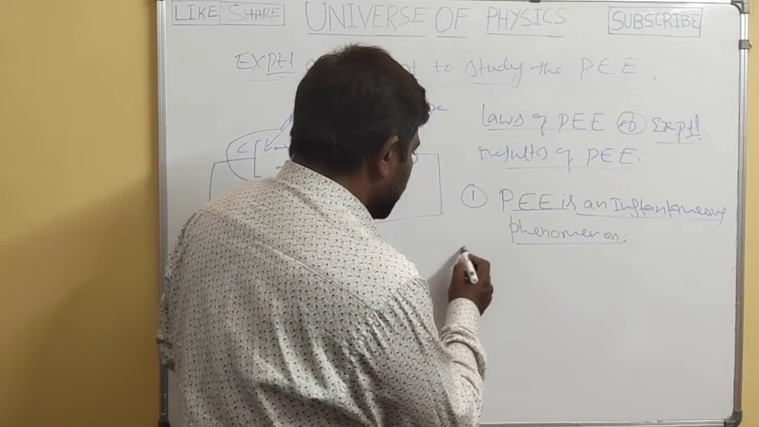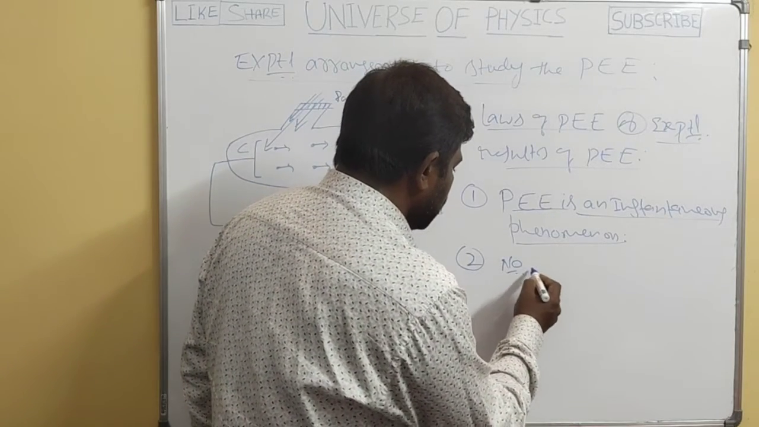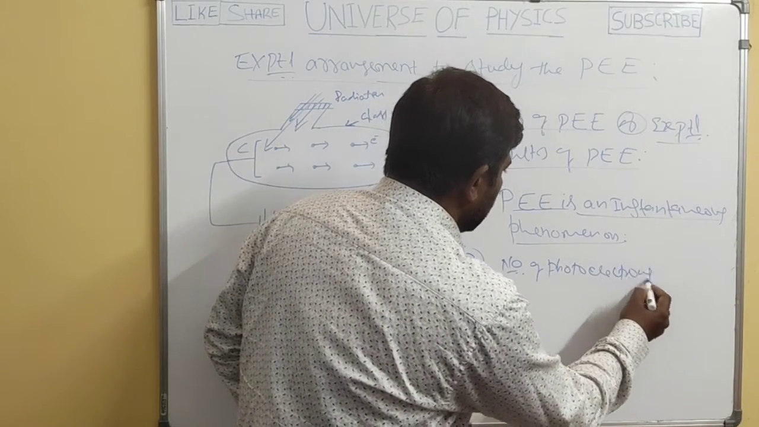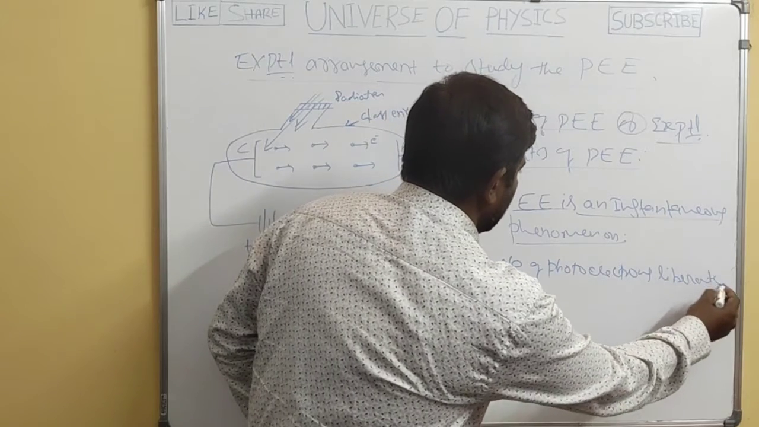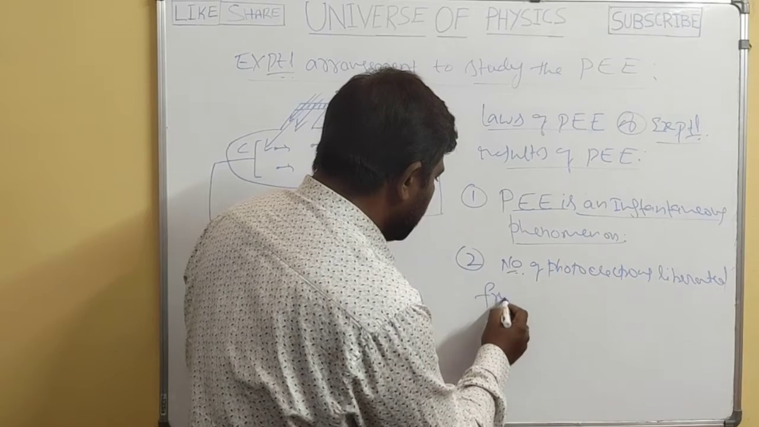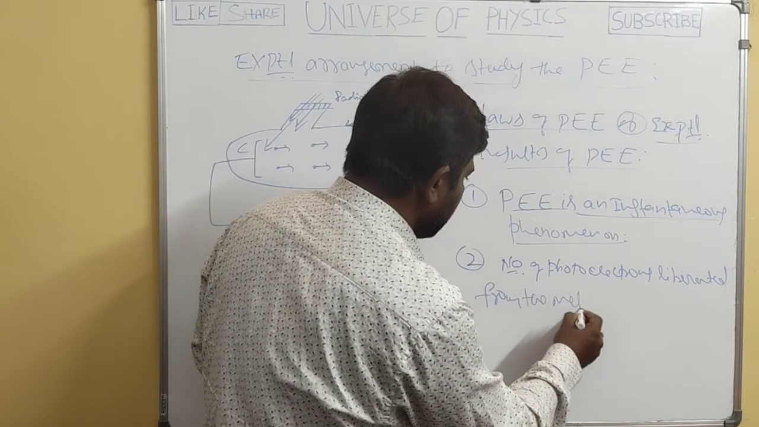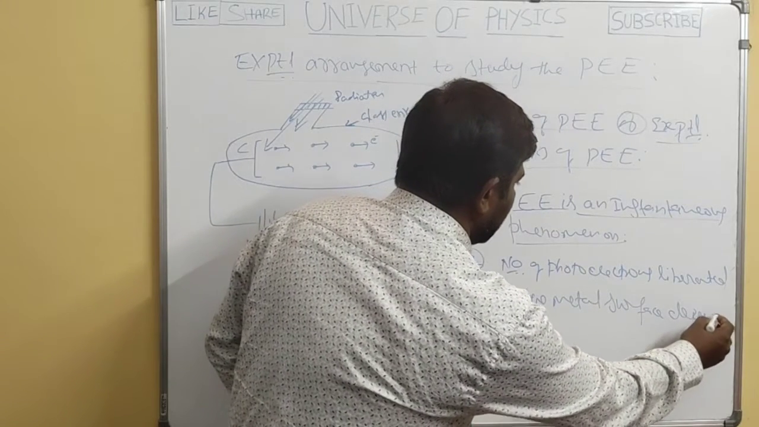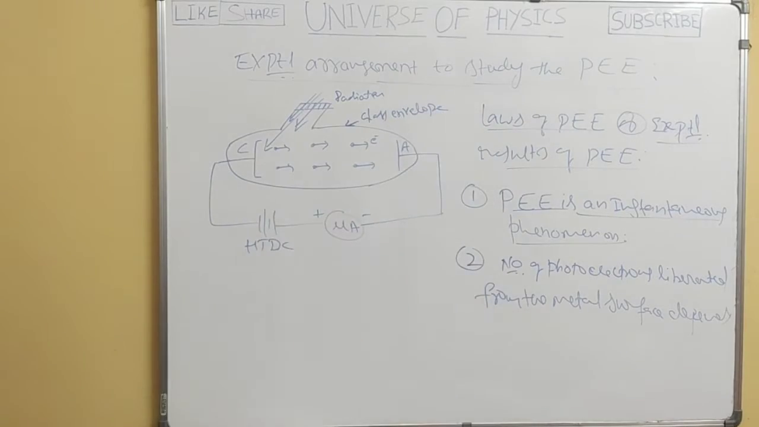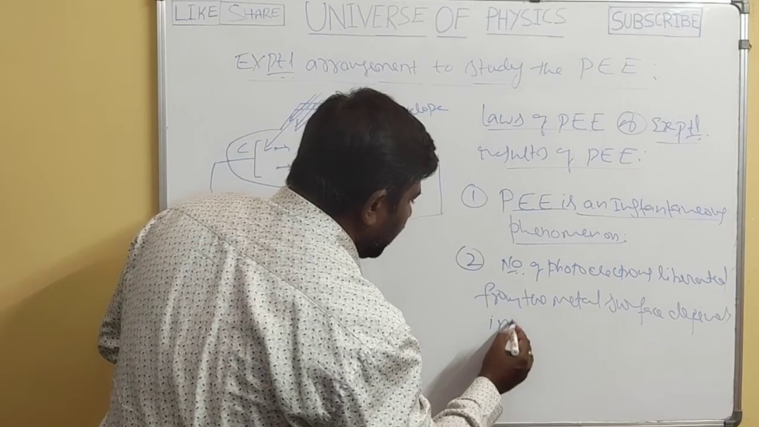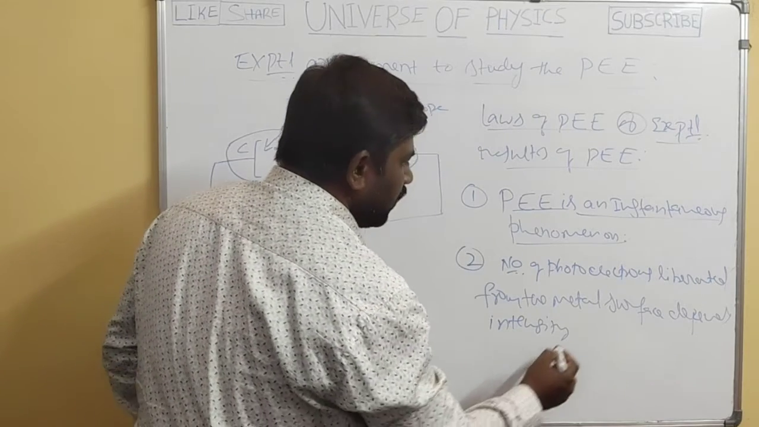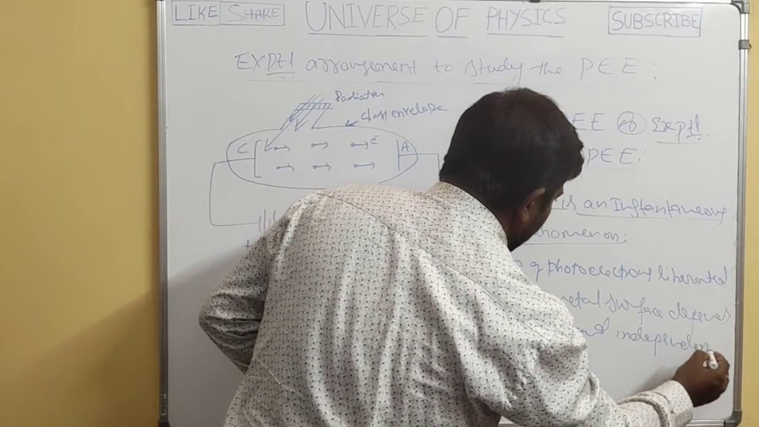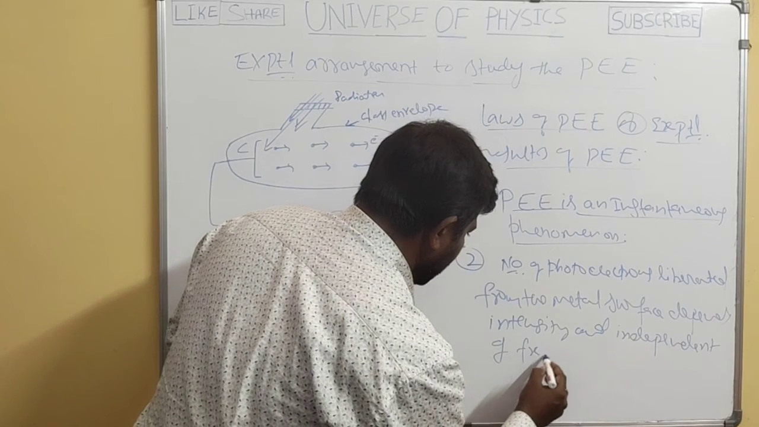Second one: the number of photoelectrons liberated from the metal surface depends on the intensity and is independent of the frequency of the incident radiation.